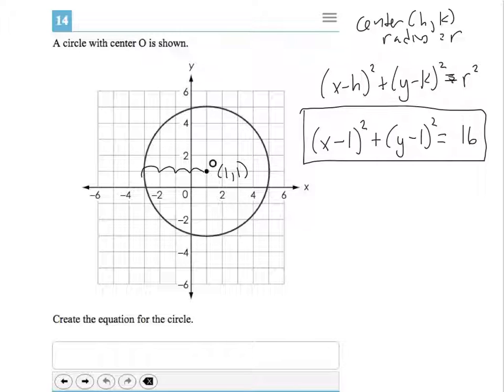So that's a really easy one if you remember the equation of a circle. This is probably the easiest problem we've done so far.